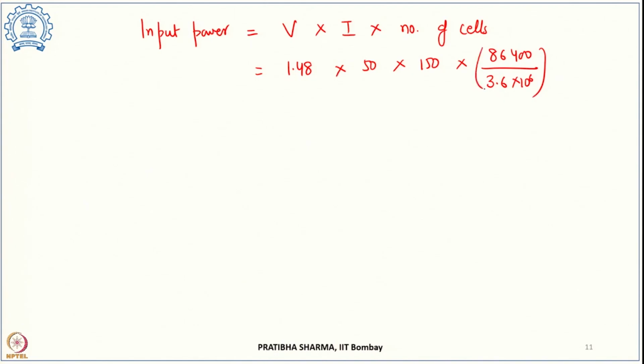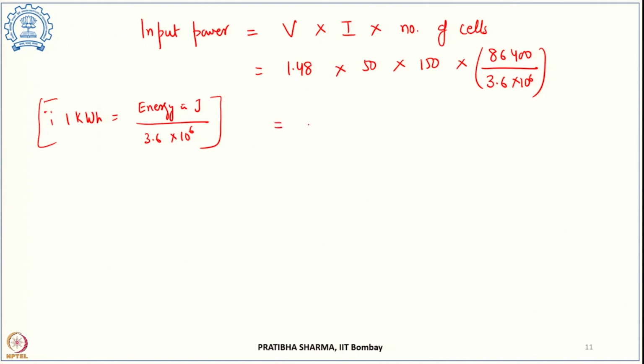The reason for including this is that we have to convert it into kilowatt hour per day. Now, 1 kilowatt hour is equivalent to energy in joule divided by 3.6 into 10 raised to power 6. So that is the conversion which is required, to convert it into kilowatt hour per day.